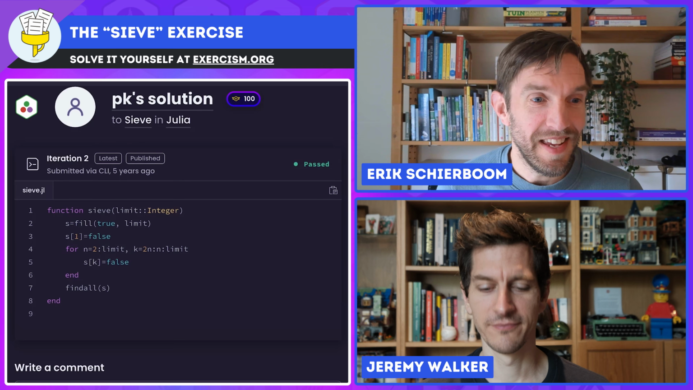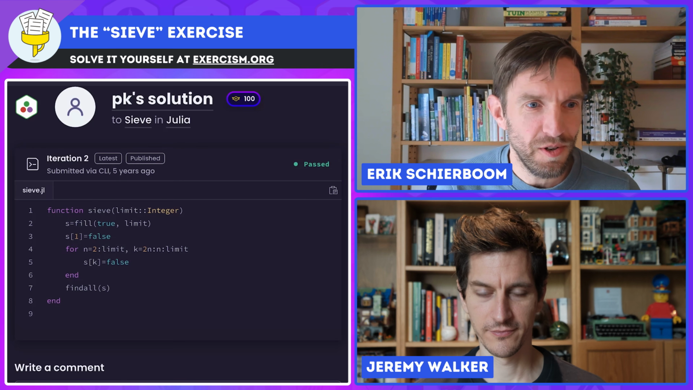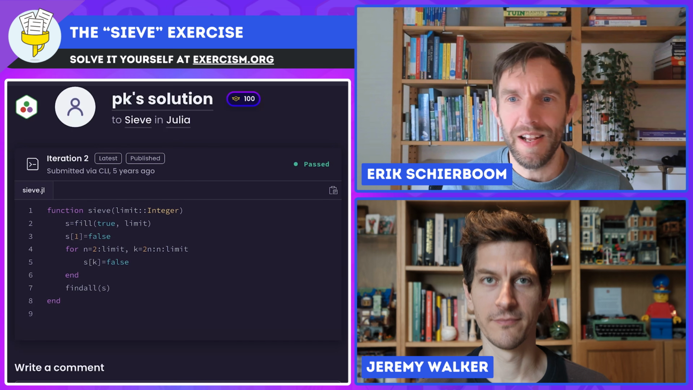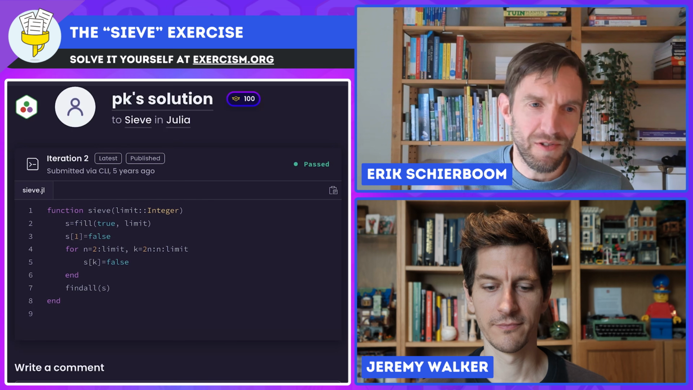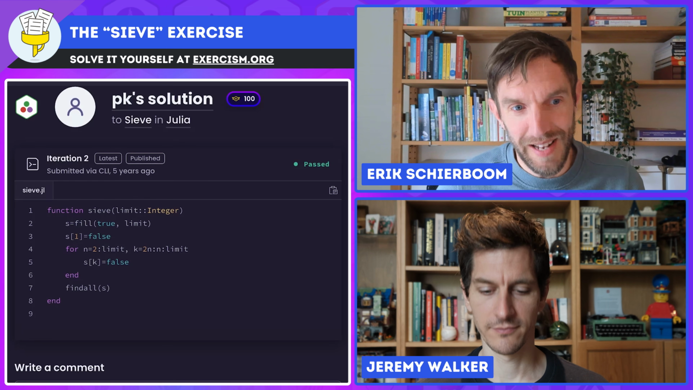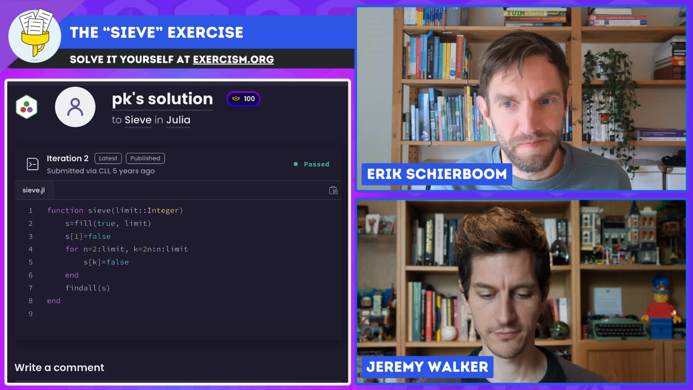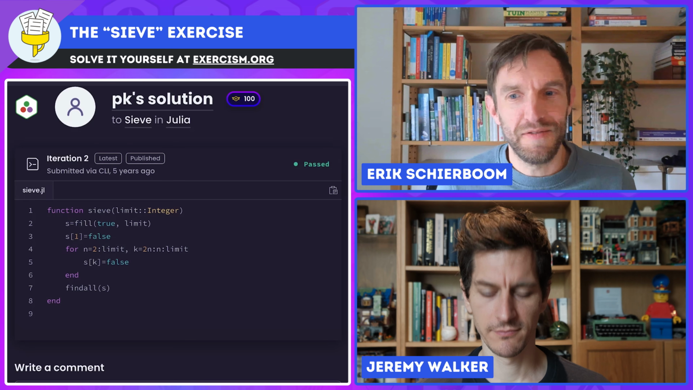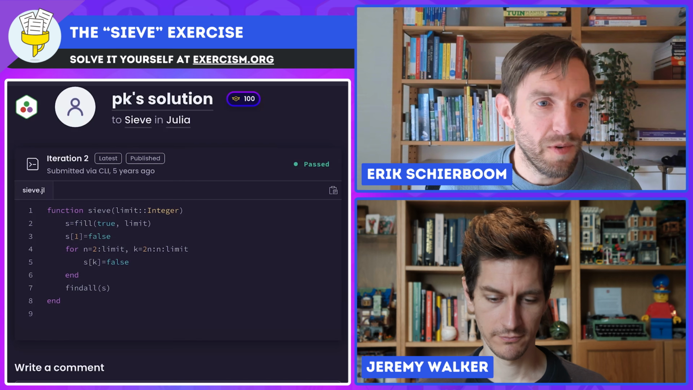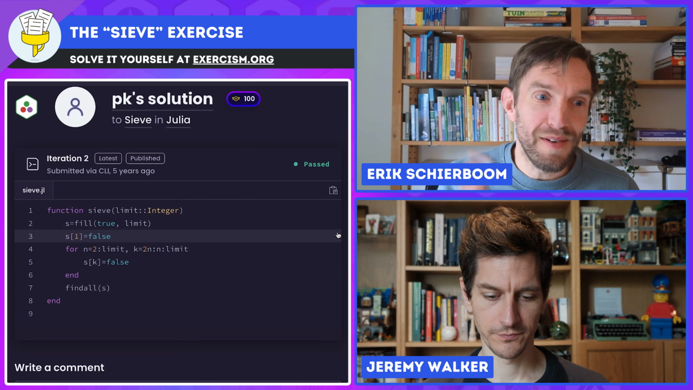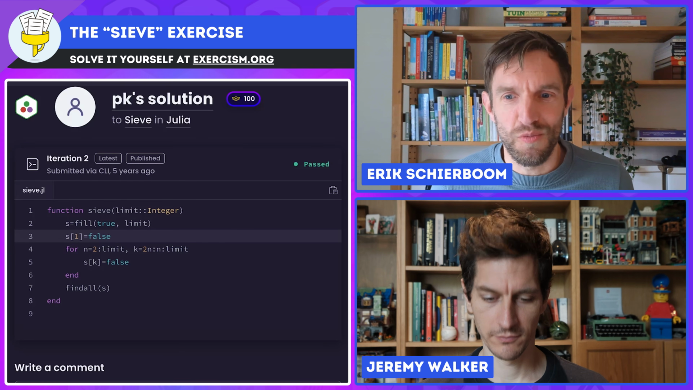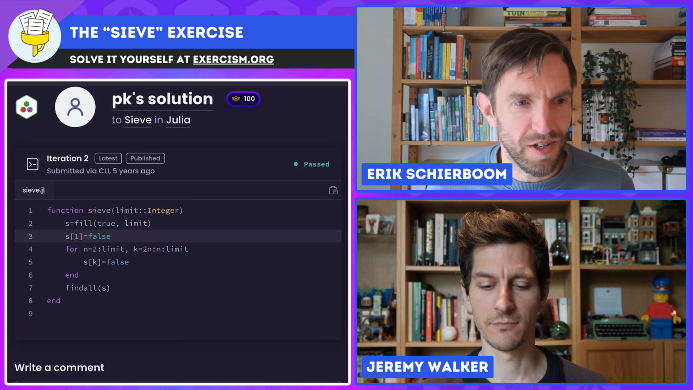So the S is the sieve on line 2. So it says fill true limit. So that basically says we're creating a list or a vector, whatever you want to call it. So we're creating a collection of elements of limit size that are all true. So in this case, we're saying, hey, if something is true, it's a prime. So we did that before. Then we're saying the very first element, Julia starts at index 1, is false. So of course, 1 is not a prime. So basically, we're crossing 1 off.